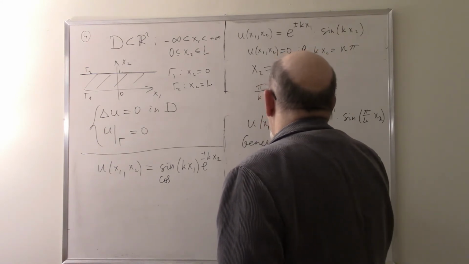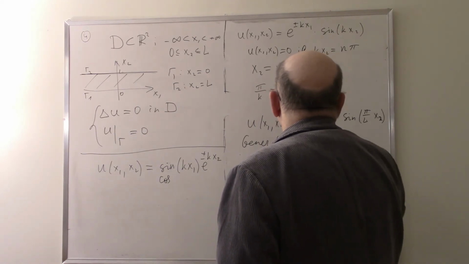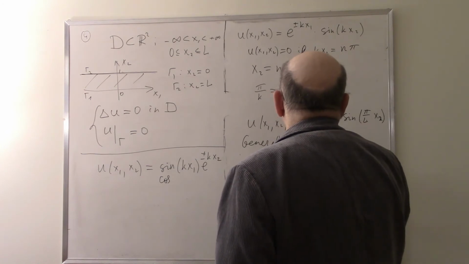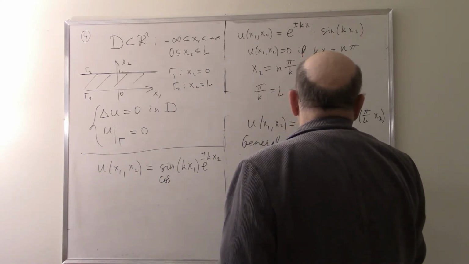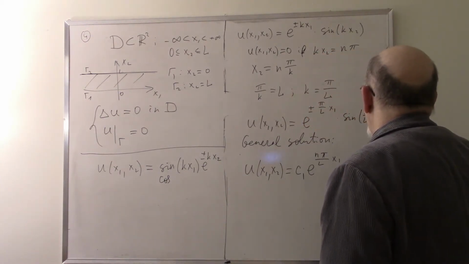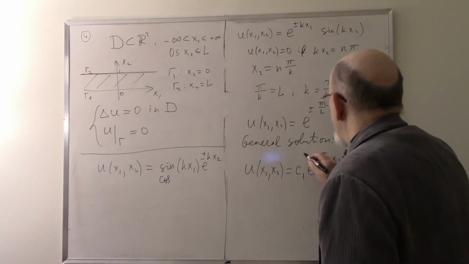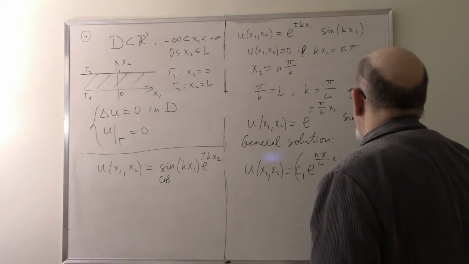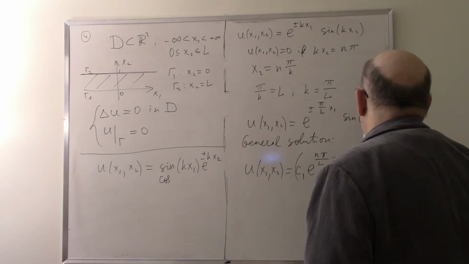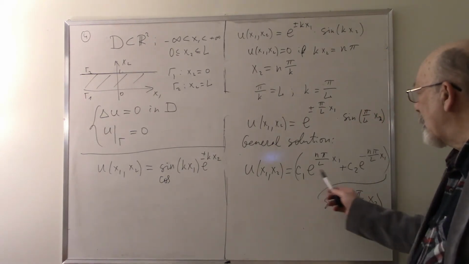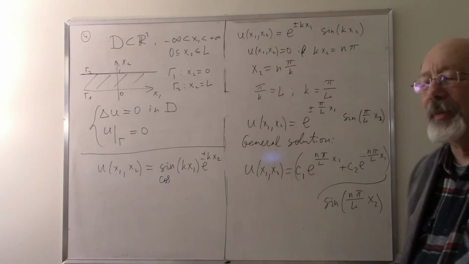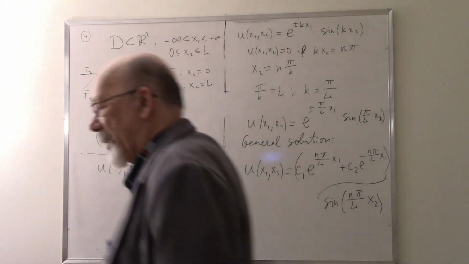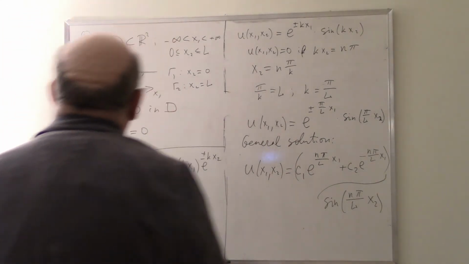u of x1, x2 equals C1 e to the power n pi divided by L x1 plus C2 e to the power minus n pi divided by L x1, times sine of n pi divided by L x2. So this is a solution, and of course we can take any linear combination for different n. And having this, we can solve different other problems.